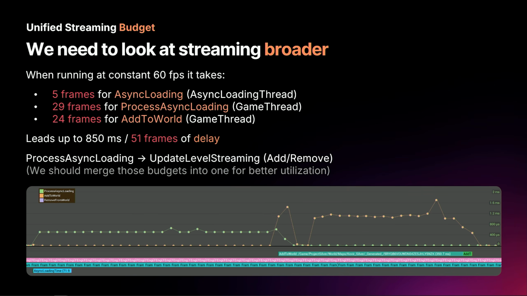Since there is a small overlap in the middle between those two processes, there are 51 frames of delay between our request and the final update for the scene. The worst part is that in most frames, when we process async loading, we waste all the budget for add to world. And when we are adding to the world, we're wasting all the budget for processing. And for the whole duration of this example, we wasted the whole budget for removal, but we still had to guarantee all 3 of them. We are utilizing just a fraction of the budgets that we had to assign.